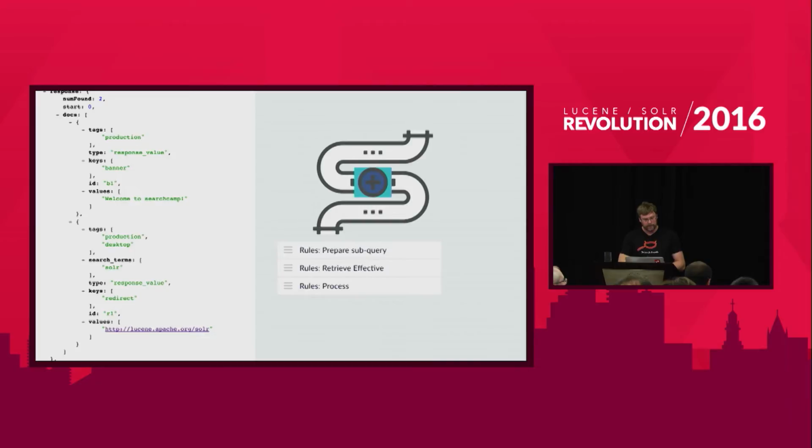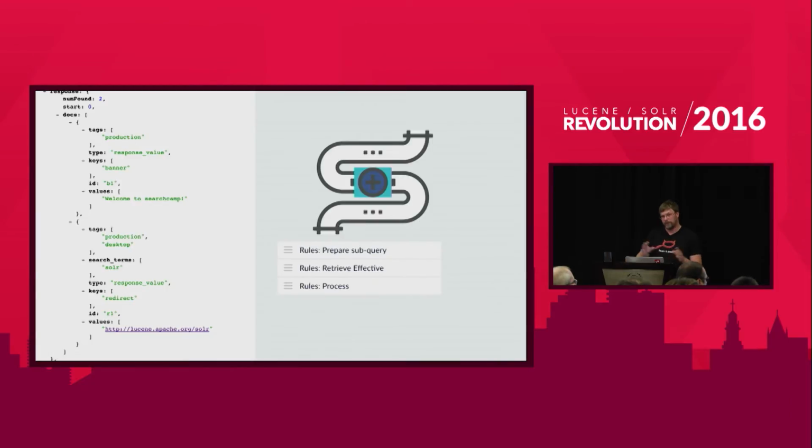And what you see on the left there is what the response looks like from the Sidecar collection. Just a Solr response there, but you can see that we get back banner here, and we get back a redirect. So we've got some basic rules here just for this demo purpose, right? So what this says is the first rule that you see, the first document that you see there is a banner rule, and it says welcome to Search Camp.